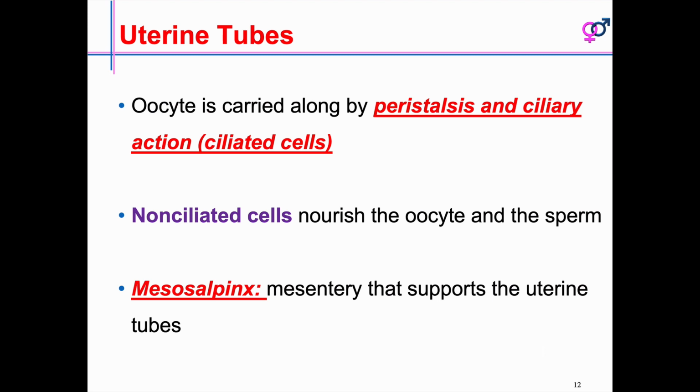Now in this, you have to understand about the ciliary movement.